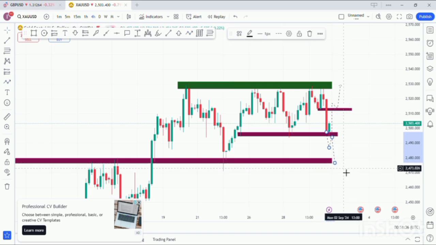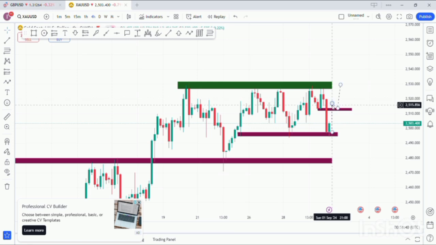So quickly we'll move over to the 1 hour time frame so we can also gain some insights on key zones that we need to be looking out for, guys, on XAUSD.